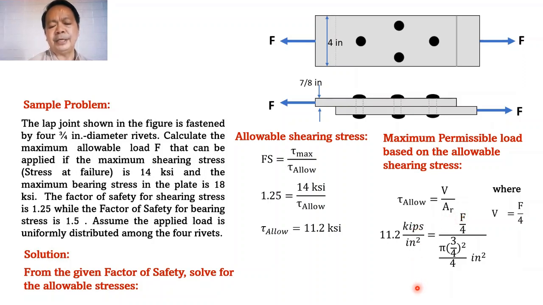So simplifying, then the value of F will be equal to 19.79 kips. So this now is the permissible value of F if we are to consider the shearing stress of the rivet, considering that there is a factor of safety of 1.25.